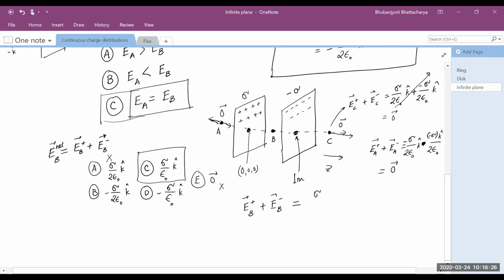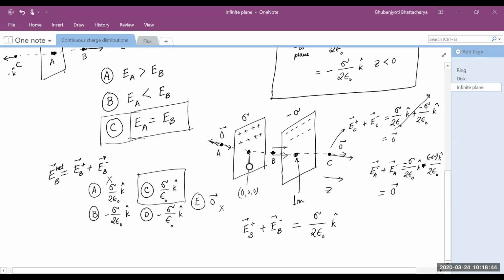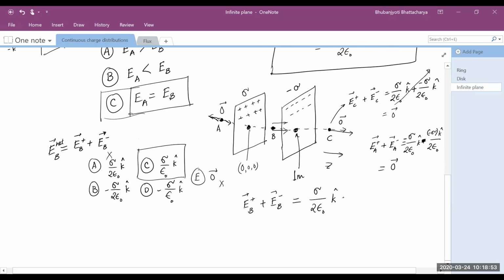We'll write sigma over 2 epsilon 0 k hat. Due to this positive plate, the electric field is pointing like that. For the negative plate it is also going to be attractive, so it's going to point like that. For the negative plate, it's really behind the negative plate, so it's the bottom formula that applies, but the bottom formula with a negative sigma, because the charge itself is negative. So what it looks like is negative sigma divided by 2 epsilon naught k hat.